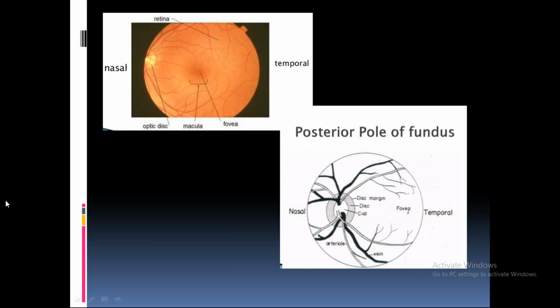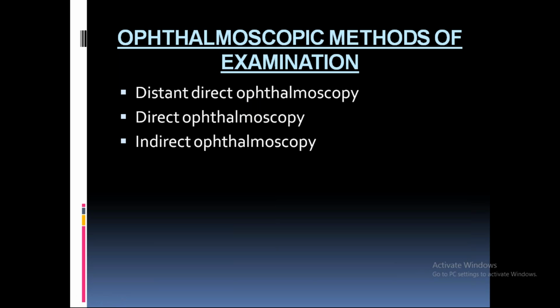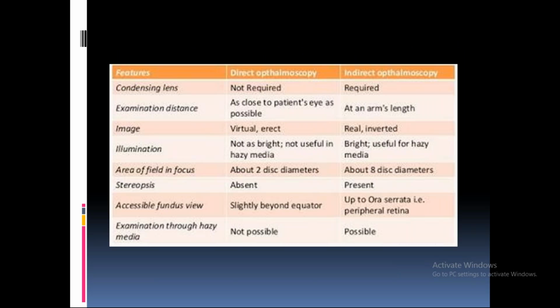You can see here the optic disc. These are the blood vessels, veins. These are the arteries, the central retinal vein and the central retinal artery. This is the optic disc. This is the macula, and this is the pole. This is the temporal retina, and this is the nasal retina. To assess the posterior fundus, you have to do ophthalmoscopy. The methods of examination are distant direct ophthalmoscopy, direct ophthalmoscopy, and indirect ophthalmoscopy.